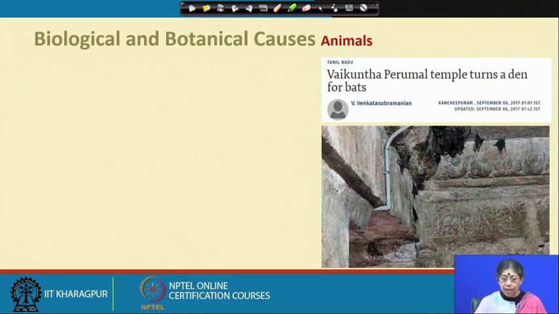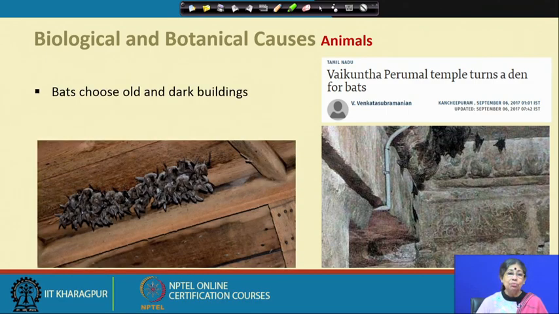This is an example of Kanchipuram, where you can see a newspaper cutting where the Vaikunta Perumal temple turns a den for bats. Bats are another type of element which favor historic structures. Why? Because they generally choose old and dark buildings, as you can see that they have their nesting pattern or habitat pattern. So, there is a lot of research going on on how to prevent the bats depending on their habitat system. This is also a very important aspect, because they not only create droppings, they are sometimes dangerous, and they cause further damage to the historic fabric, because they can cause a lot of smell and mess of the entire area.